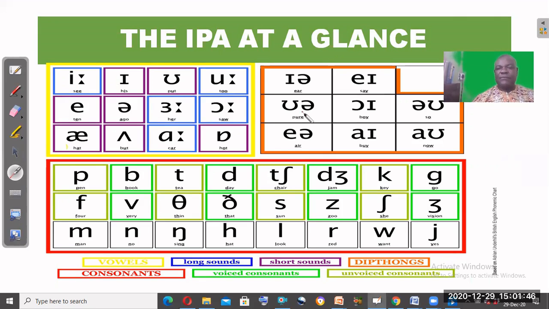And we have the diphthongs here. 1, 2, 3, 4, 5, 6, 7, 8. We have 8 diphthongs. All right? Then the other ones are the consonants. You can check out a different video I uploaded discussing the 24 consonant sounds in English. So now these are the monophthongs we earlier saw.